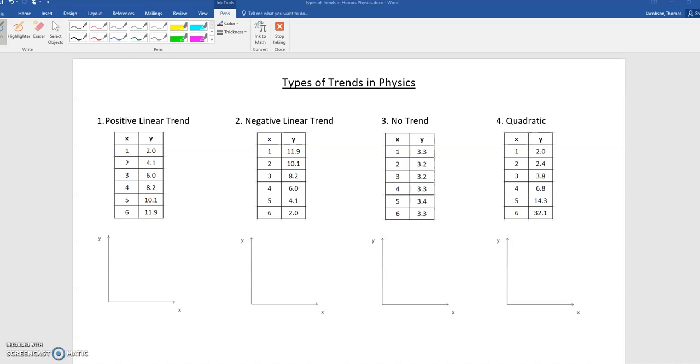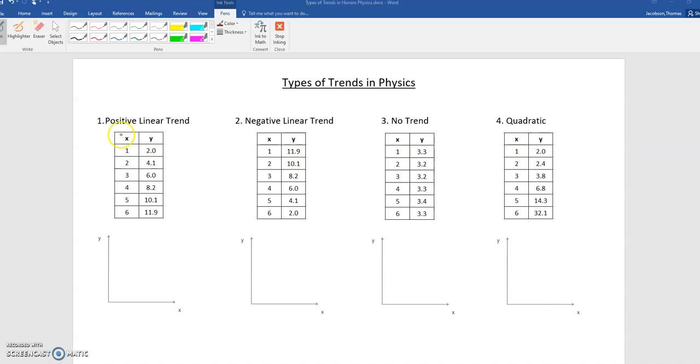You've heard about these trends, whether it's linear, whether it's quadratic, whether it's inverse. These are all things you may have heard about in junior high, or you may study later on in high school in math. These are the four most common that we're going to see in physics. The first type of trend is a positive linear trend.